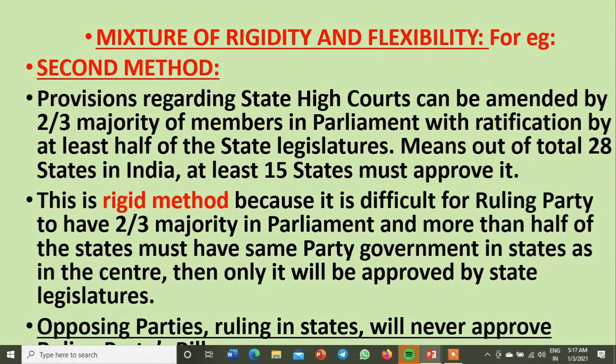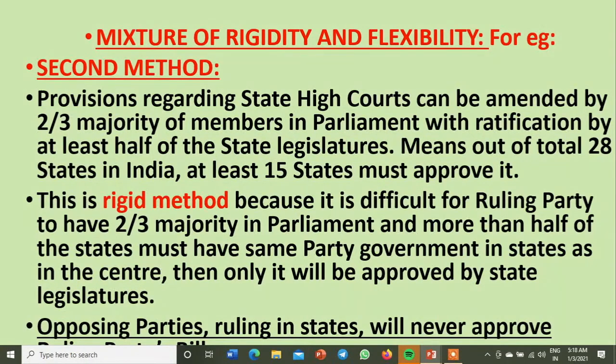This is a very rigid method because it is difficult for the ruling party to have a two-third majority in parliament, and more than half of the states must have the same party government in the states as in the center. Then only it will be approved by state legislatures. Naturally, if in the center there is a BJP, suppose, then if in India 15 states have BJP government, then only that bill will be approved by those states. Otherwise, they will not approve.